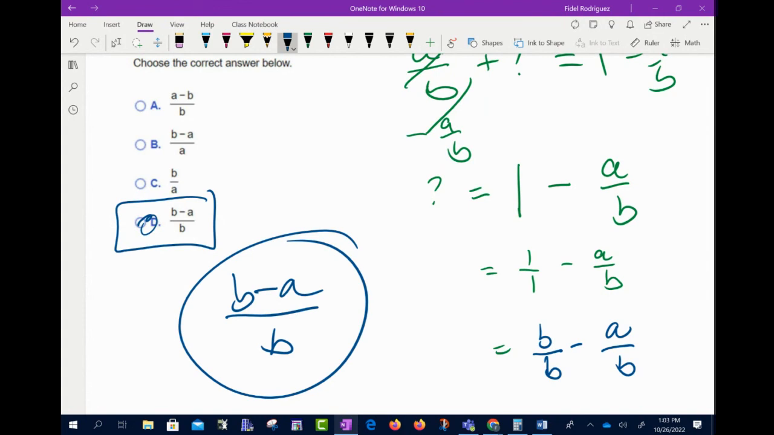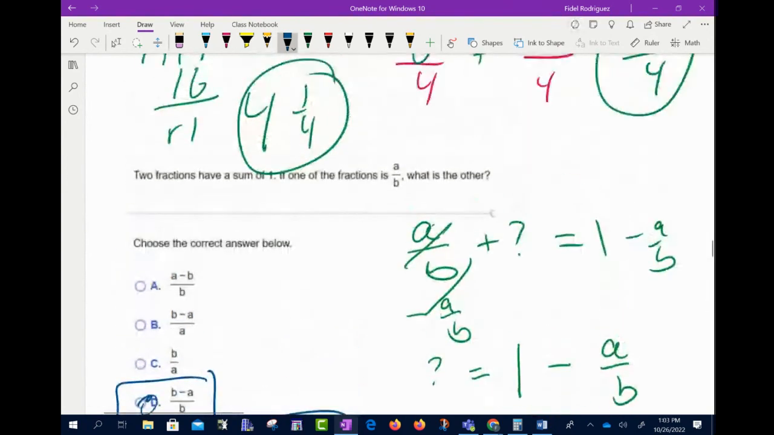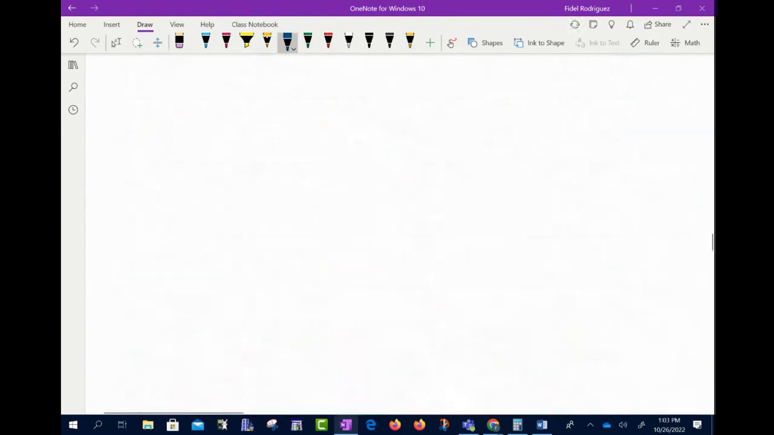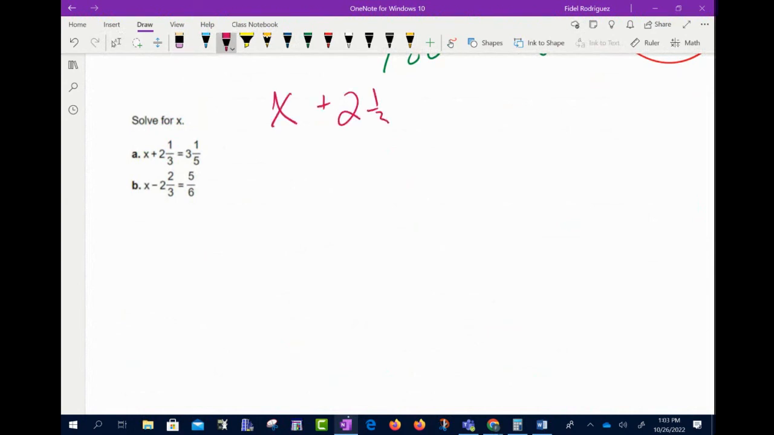All right, so let me scroll back, y'all, to that other problem that I had skipped over. This one over here, okay? And again, this is more solving an equation. So again, y'all, this is probably going to be something for maybe 5th or 6th, 7th grade, something like that, okay? So look, again, I'm going to walk you through the process. x plus 2 1/3 is equal to 3 1/5.